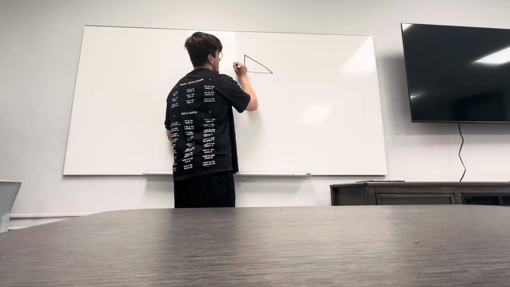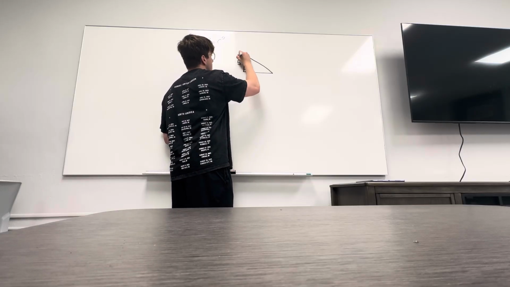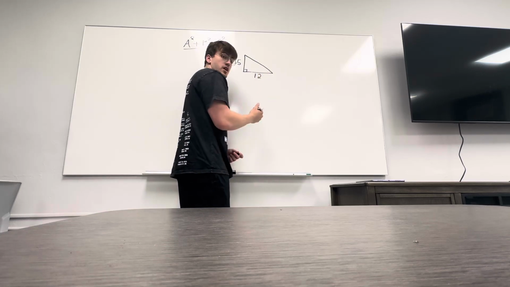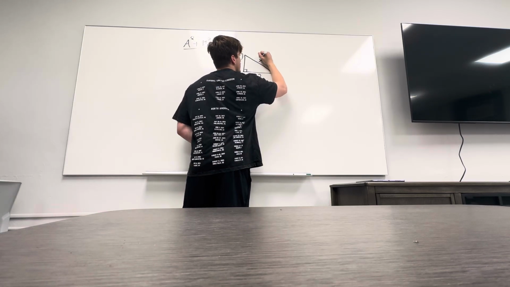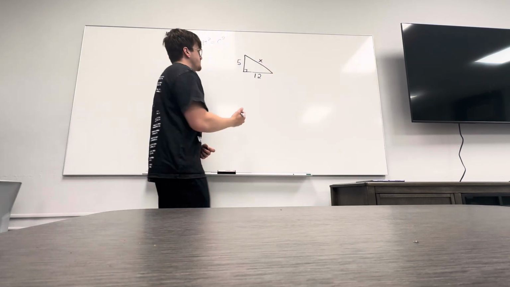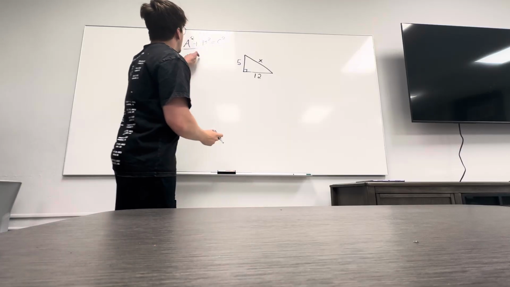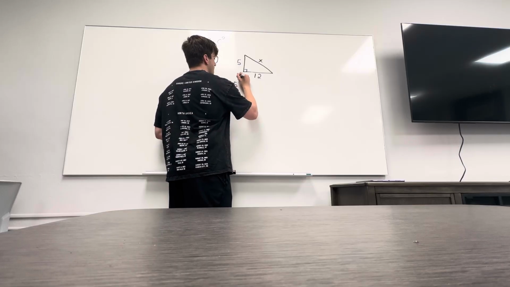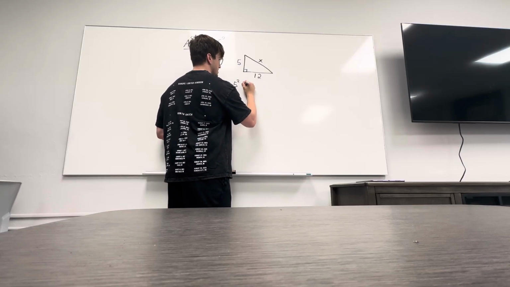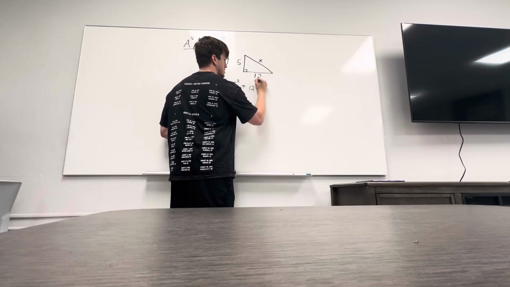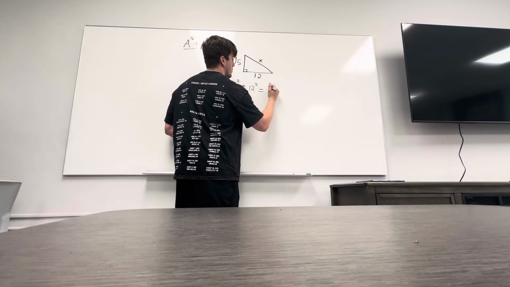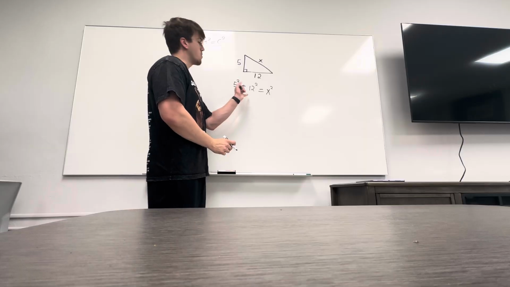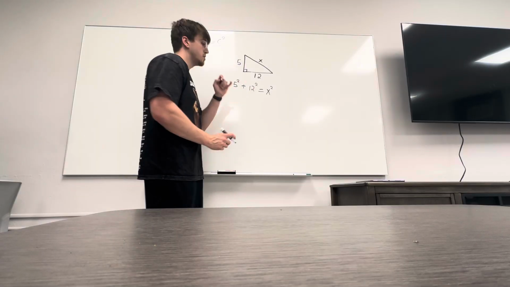So for this triangle right here, let's say we have a side with the length 5, a side with the length 12, and you are trying to figure out what the length for side X is. To do it, all you have to do is use this formula. So if you take 5 squared plus 12 squared, you will end up with x squared. And you can have these in either order. It doesn't matter, I just chose this.